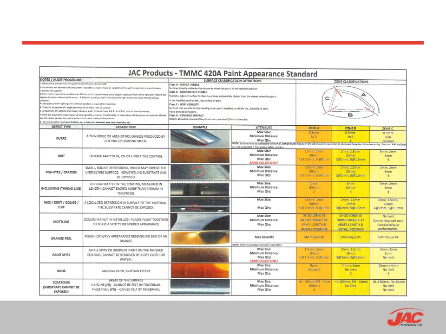Now we can put it all together and read the CAS. Let's pretend you have a TMMC 420A part and it is painted, and you want to determine if you should ship the part. It has a defect which you determine to be on the A surface.